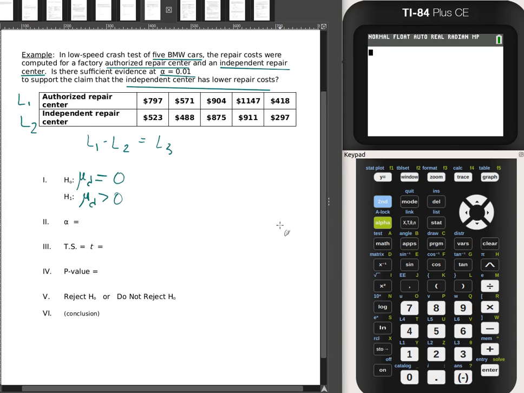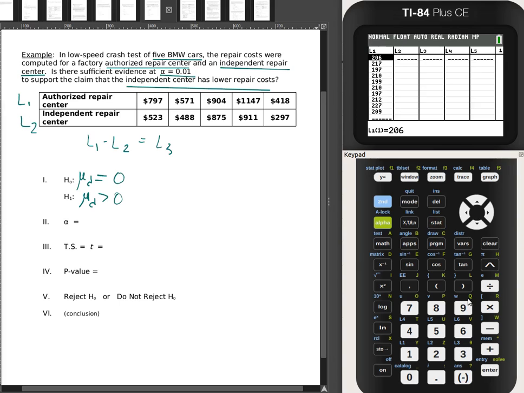So in this case, we will actually have to go into our calculator and do the stat edit because we need to use these lists. So I need to go up and clear out whatever data this was. And then we're going to go into L1 with the authorized. We've chosen that. And of course, it doesn't matter which one you choose to put into L1. You would just use that to make your determination whether it's going to be right tail or left tail. You would just have to switch it if we switch these lists. We've got our 5 data points there, and then the independent center goes with these numbers, and then 297.